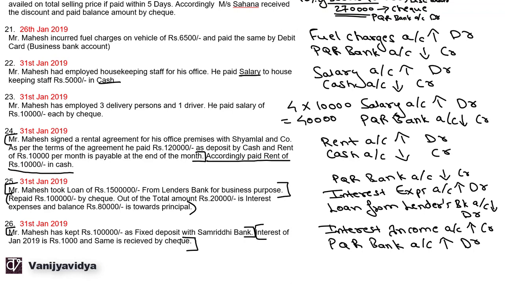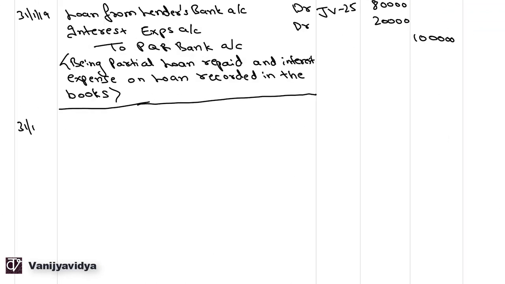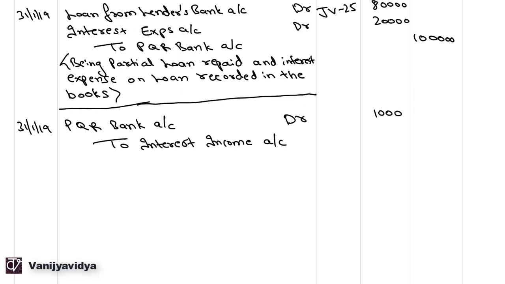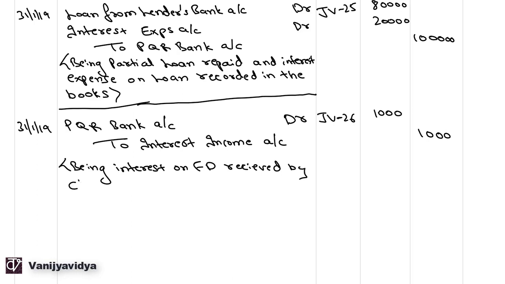Let's pass this journal entry. 31st Jan 2019. PQR bank account debit 1000 to interest income account 1000. Voucher number is JV26. Being interest on FD received by check number so and so, dated so and so.